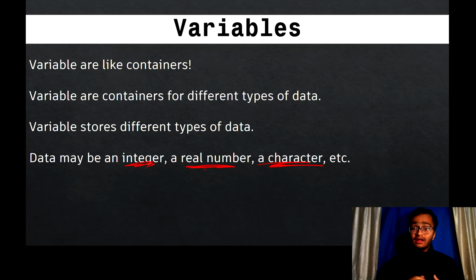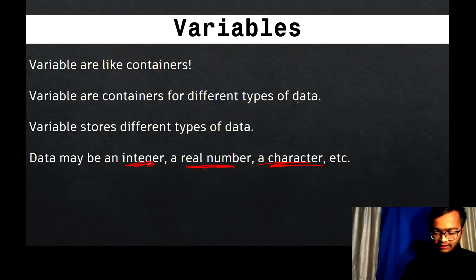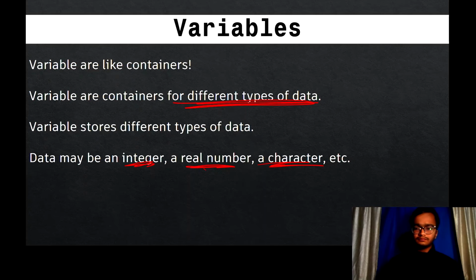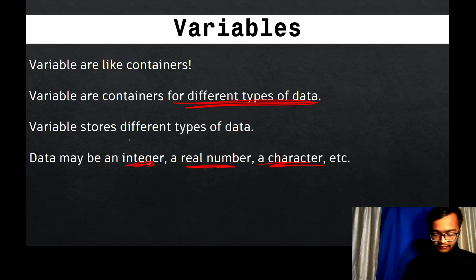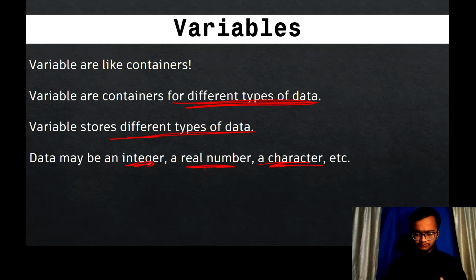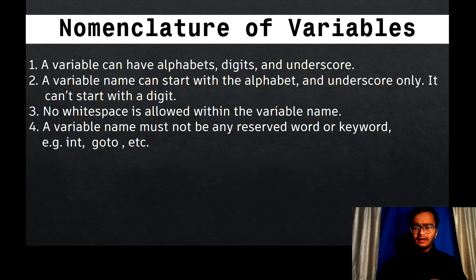What does a container do? A container can store anything. Suppose biscuits, pencils, rubbers, erasers, anything. Similarly, variables are like containers. They can store different types of data, right? And they can store different amounts of data. Okay, clear? So a variable can have any name: A, B, C, any name.